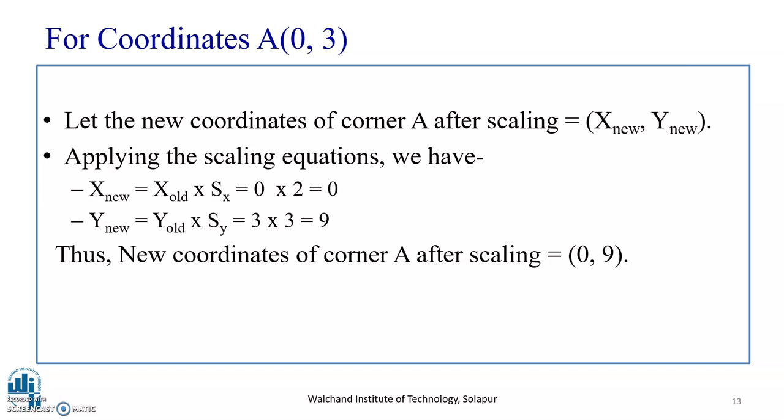The coordinates of the corner A after scaling will be x new and y new. After applying the scaling equations, we have x new is equal to x old into sx, that is 0 into 2, which gives you 0, whereas y new is equal to y old into sy, that is 3 into 3, that is 9. Thus the new coordinates of corner A after scaling turn out to be (0, 9).